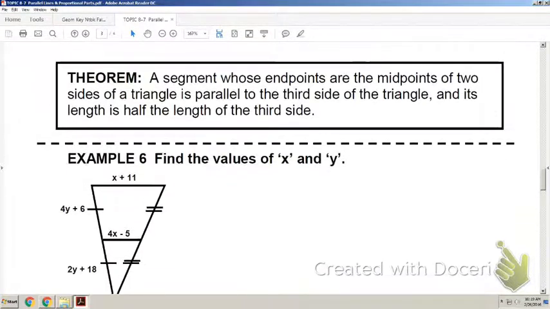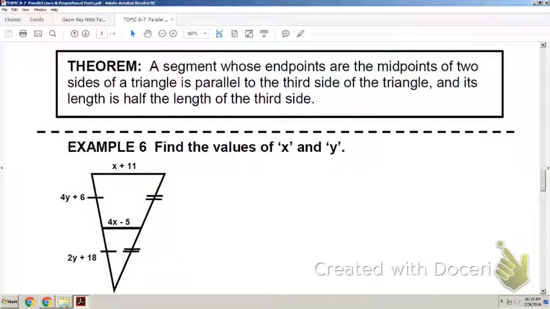Okay, we have another theorem. This theorem says if you have a segment whose endpoints are the midpoints of two sides of a triangle, it is parallel to the third side of the triangle, and its length is half of the length of the third side. Okay, that's a lot, but ultimately, if these pieces are congruent and these pieces are congruent, then that means this length here, the 4x minus 5, is half the measure of the x plus 11.